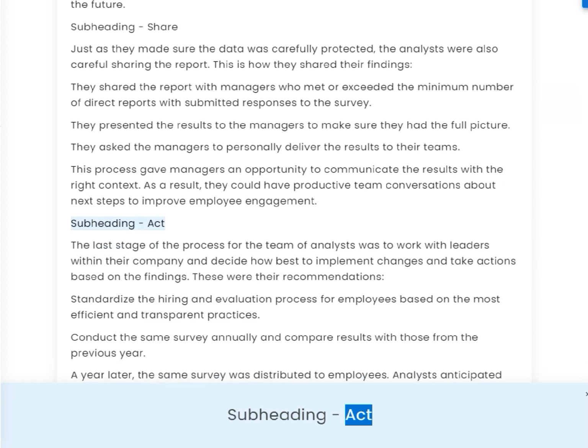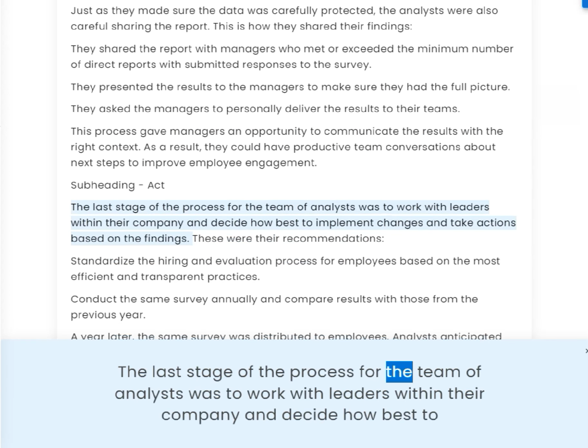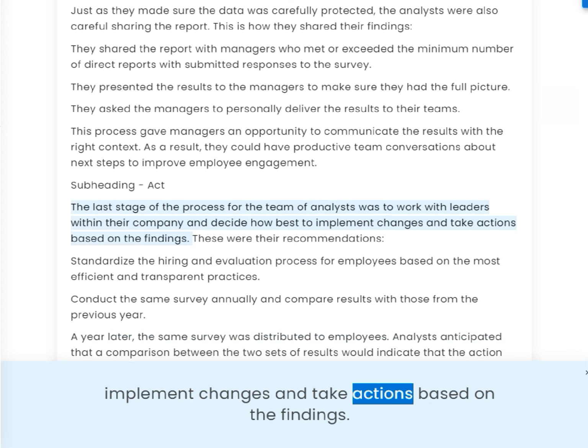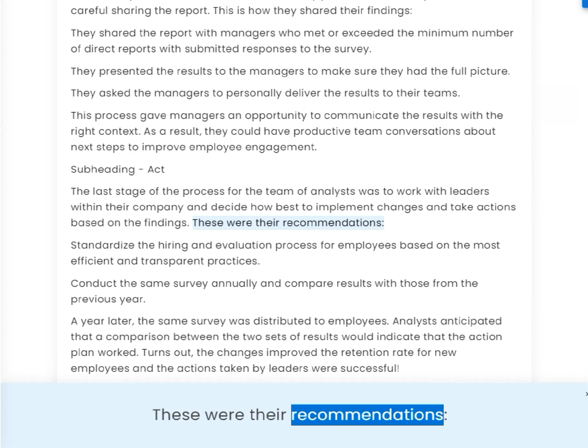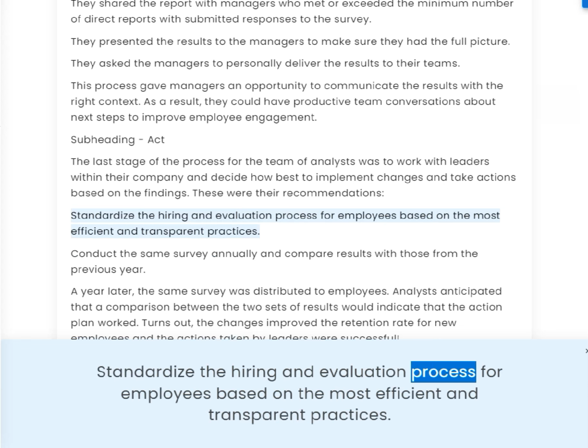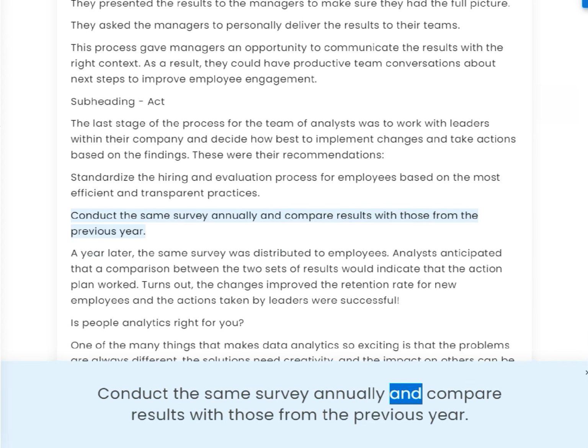Step six, act. The last stage of the process for the team of analysts was to work with leaders within their company and decide how best to implement changes and take actions based on the findings. These were their recommendations. Standardize the hiring and evaluation process for employees based on the most efficient and transparent practices. Conduct the same survey annually and compare results with those from the previous year.